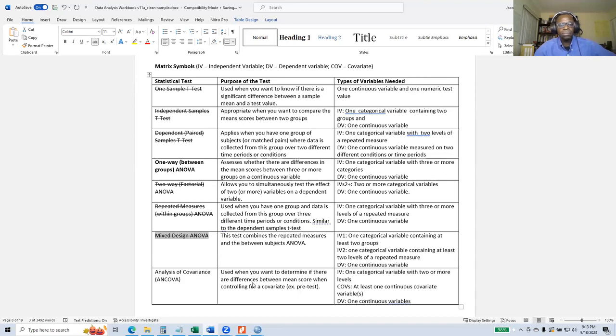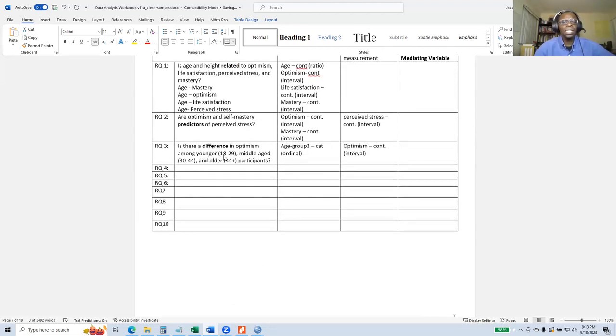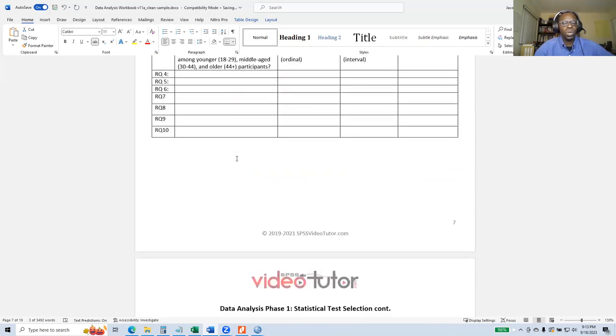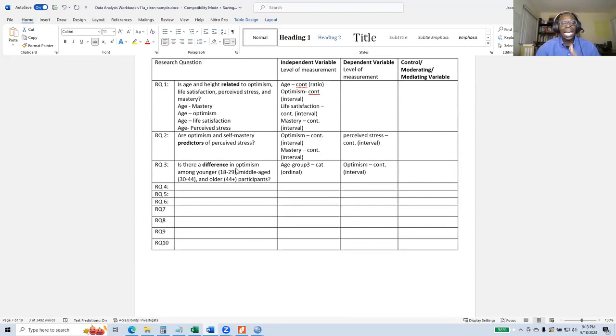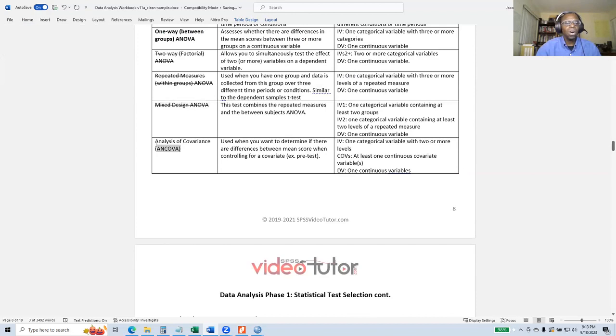Analysis of covariance. Used when you want to determine if there are differences between mean scores when controlling for a covariate. We're not controlling for anything. There's nothing in here about control. The word control is not in that research question. If the word control is not in your research question, anything related to control is automatically crossed out.